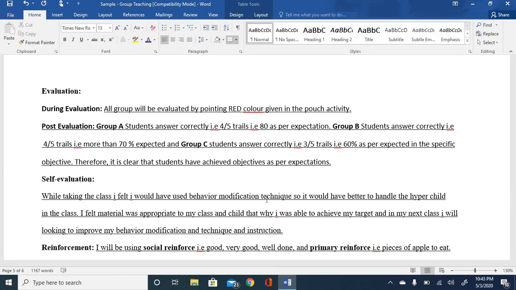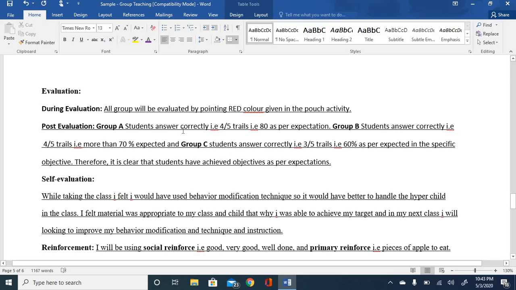Now during evaluation, what exactly are you going to do in the evaluation? All groups will be evaluated by pointing to the red color given in the pouch. This is an activity which you are going to do in the evaluation part. And the post evaluation: after evaluation, you have to find out your expectation.